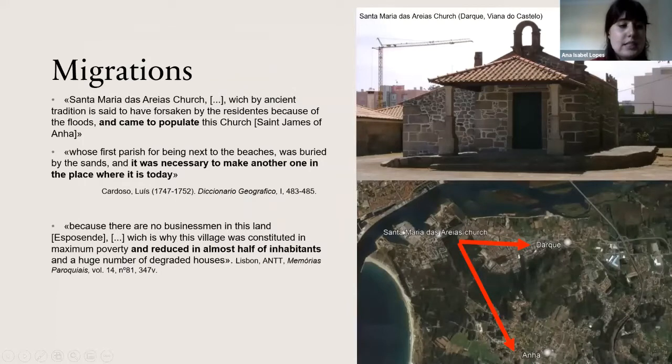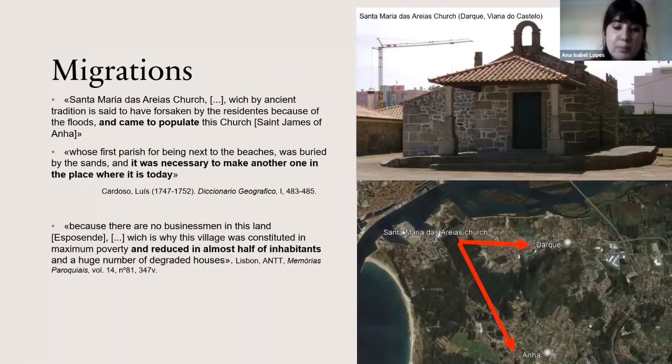These economic losses, with consequences for the well-being of the communities, influenced the emergence of migrations to interior or more protected areas. For example, in the extinct Santa Maria das Areias place that was flooded by sands, the residents and their parish forsook it, moving to a more interior space, where they came to form a new parish, or to neighboring places. And in Fão village, businessmen and other people, such as fishermen, migrated, and in 1758, the population had been reduced by 50%.